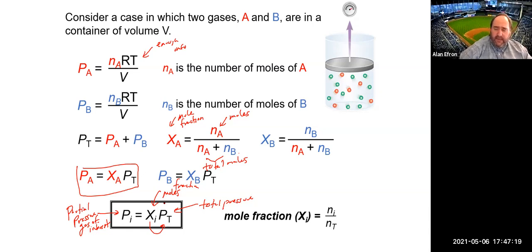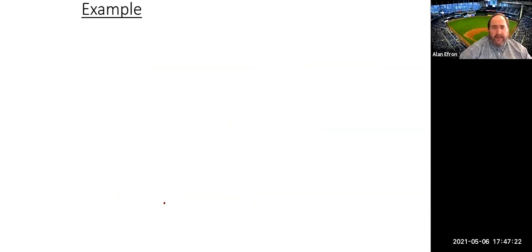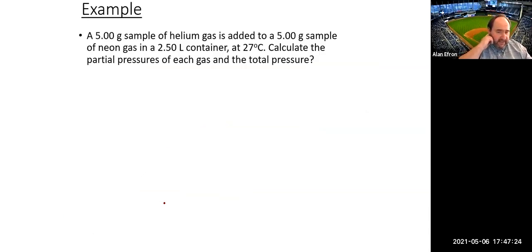All right, so let's try a couple here. We have 5 grams of helium mixed with 5 grams of neon in a 2.5 liter container at 27 degrees Celsius. Calculate the partial pressures of each gas and also the total pressure. So a couple things you might need. Helium, I think, is still 4.003 grams per mole. Our good friend neon is 20.18, I believe, grams per mole. And I think that is all you need.